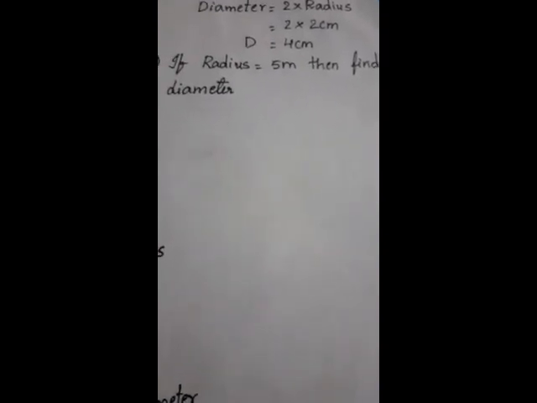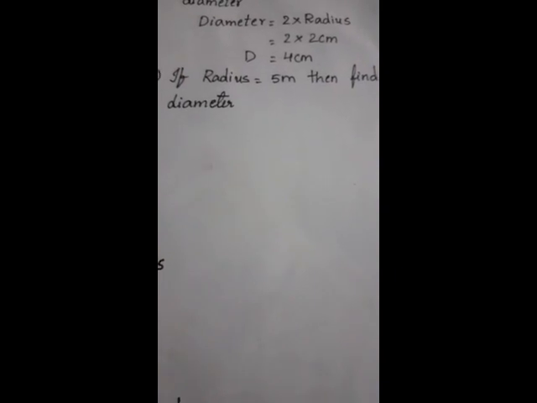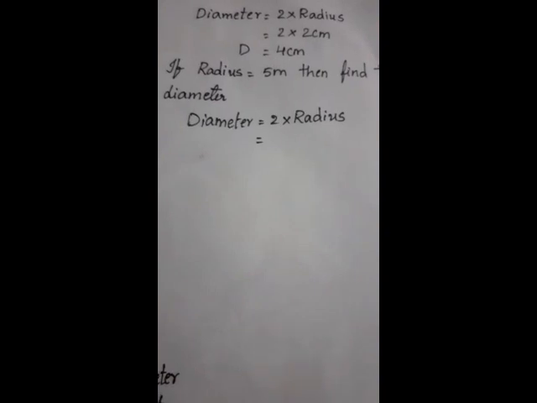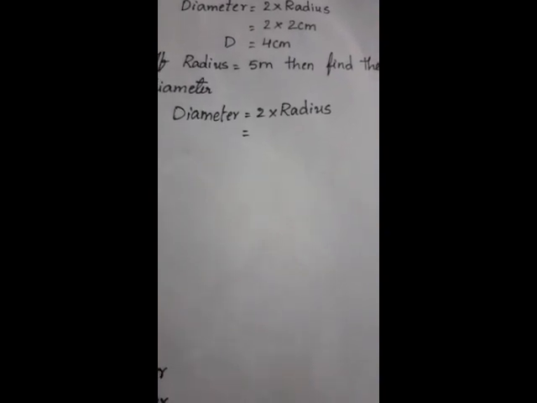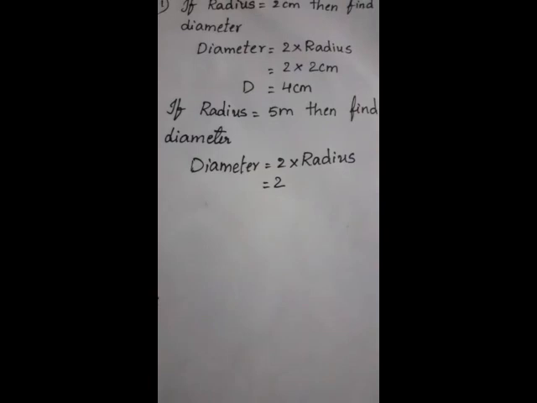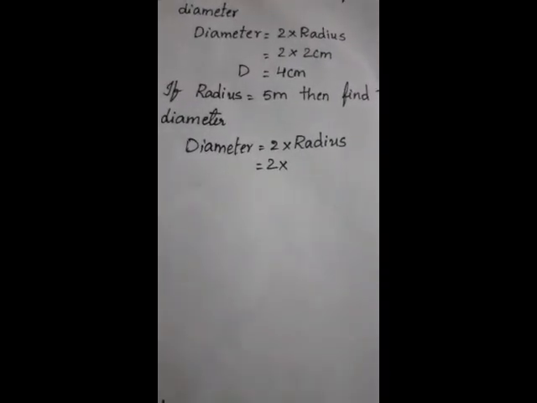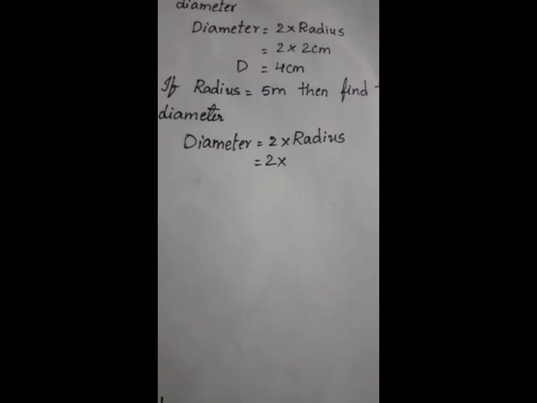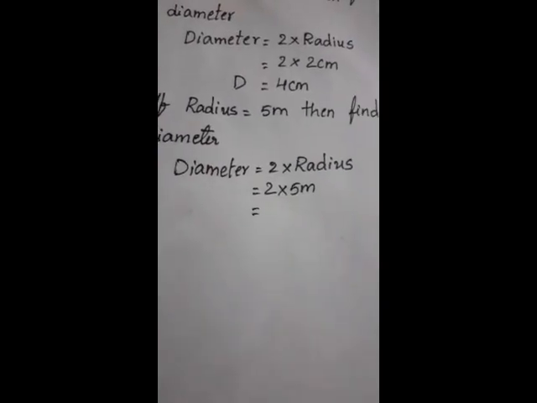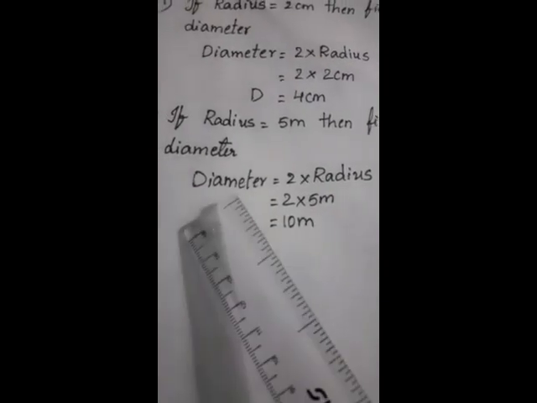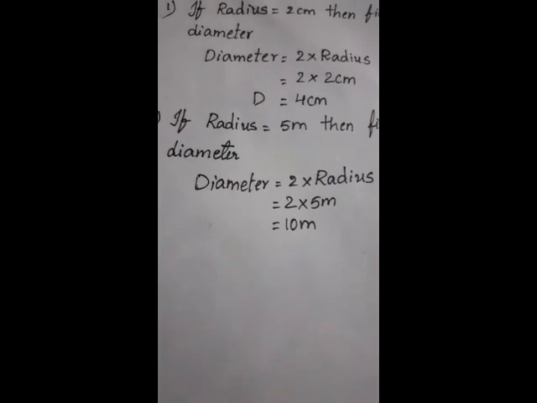Okay, another sum. Second sum: radius is equal to 5 meters, then find the diameter. Again, first write the formula: diameter is equal to 2 into radius. Now 2 is the same, and into also the same. Now radius, how much is given? 5 meters. Right, here 5 meters. Now 2 fives are 10. Finally diameter is equal to 10 meters.